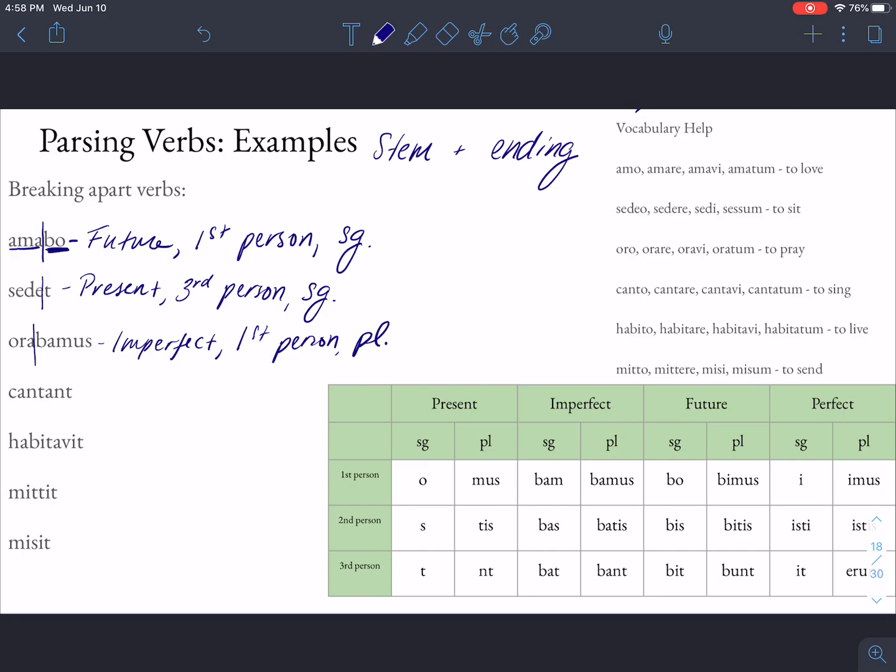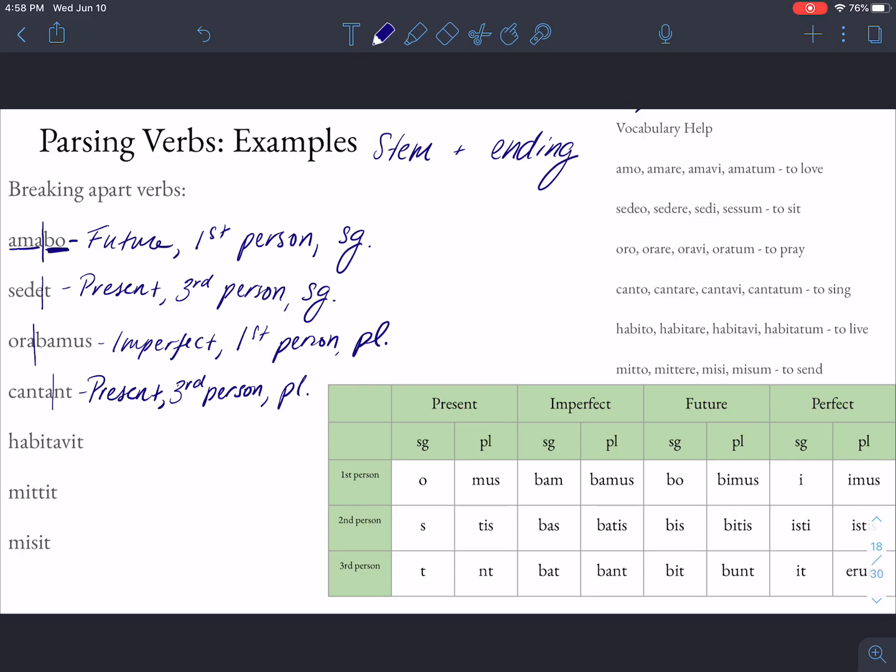Next, we've got cantant. Canta is your stem, and nt is your ending. And nt is right here in our verb endings chart. Now nt, remember, I want the tense, the person, and the number. So we're in the present tense, that's third person, and that's plural. Just by parsing, you've given me a lot of information to help me translate. You'll see how we apply that later.